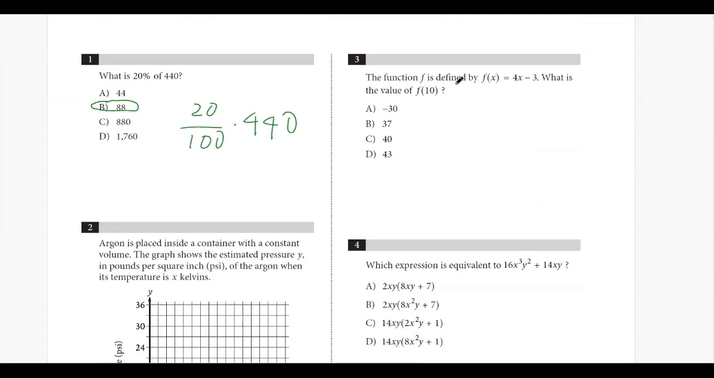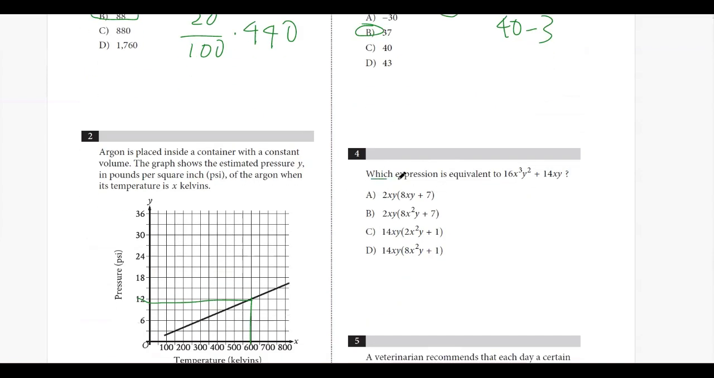Okay, the function f is defined by here. What is the value of f of 10? Put this inside here. So you get 40 minus 3, which is 37. So B is correct.